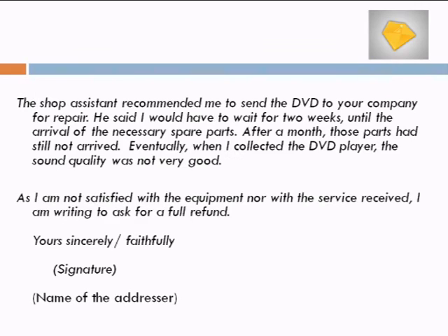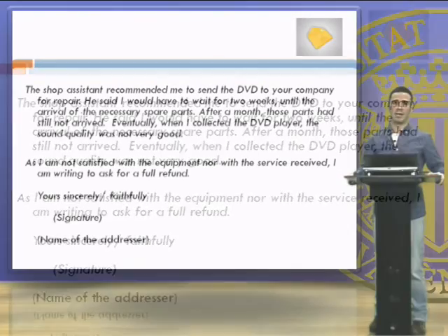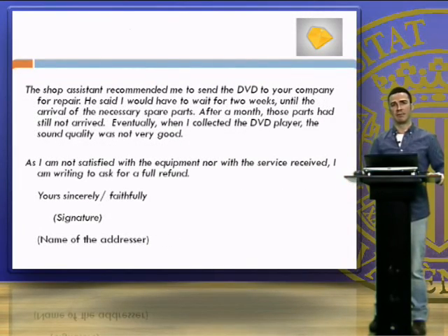The shop assistant recommended me to send the DVD to your company for repair. He said I would have to wait for 2 weeks until the arrival of the necessary spare parts. After a month, those parts had still not arrived. Eventually, when I collected the DVD player, the sound quality was not very good. As I am not satisfied with the equipment, nor with the service received, I am writing to ask for a full refund. Yours faithfully. Great. And we can finish by adding our signature and the name of the addresser.